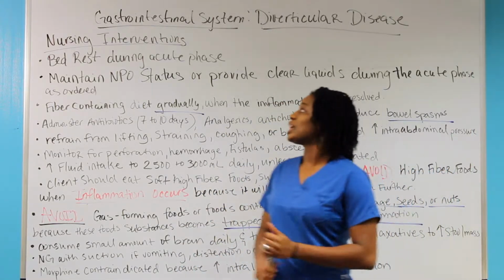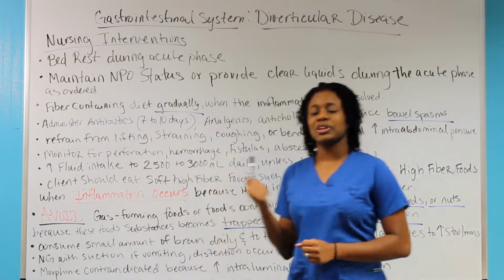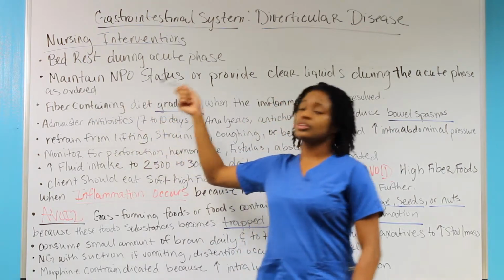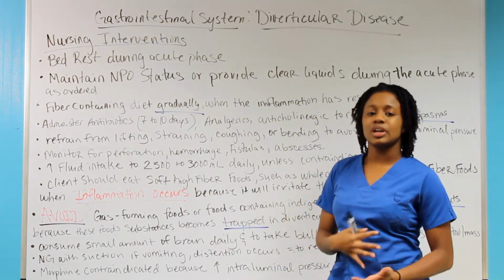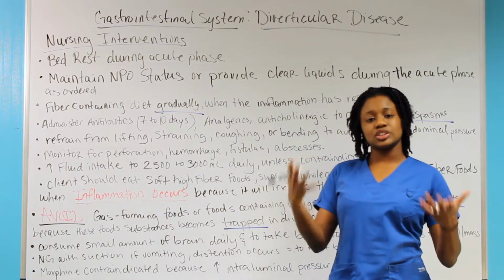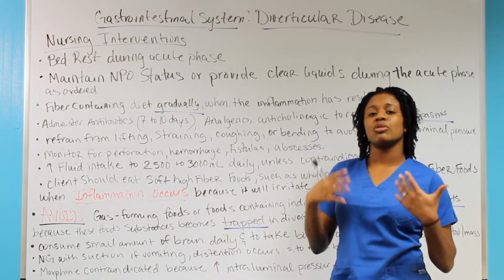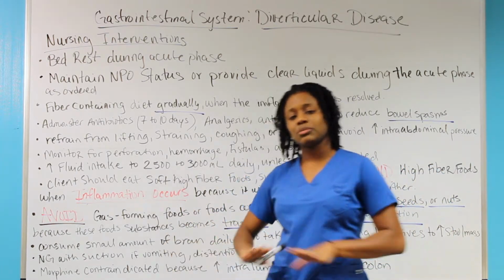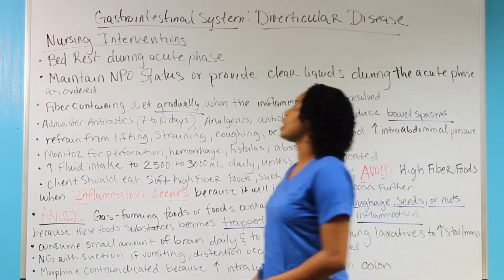So now we're going to go ahead and talk about the nurse interventions for a patient who has diverticular disease. You want to have bed rest during the acute phase, right? You want the body to rest. When the body is able to rest, it is able to function and do what it has to do. Under a lot of stress, the body's not going to be able to cope or heal properly because it has to worry about doing other things. So when the body's able to rest, it increases the healing process, okay?